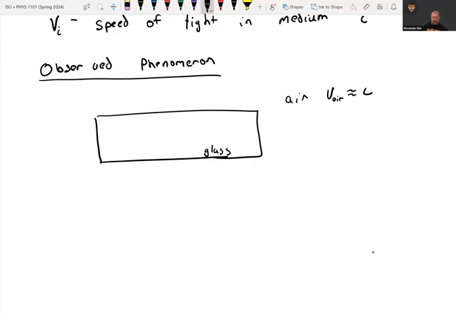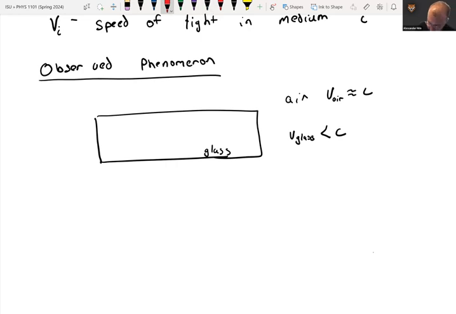That's what goes on with that. And I don't really have time to go into that. It's a quantum mechanical effect. So again, it's somewhat complicated, but that's neither here nor there. So the v of the glass is definitely going to be less than c.